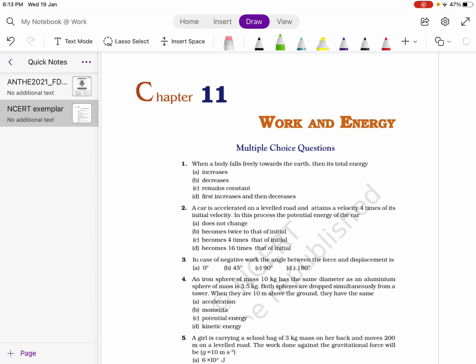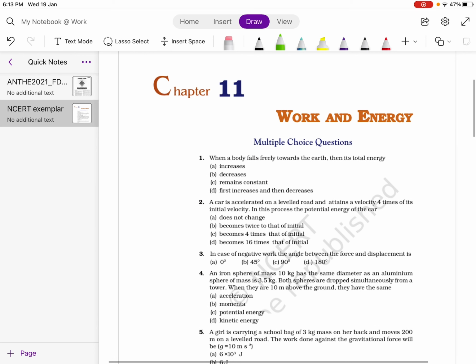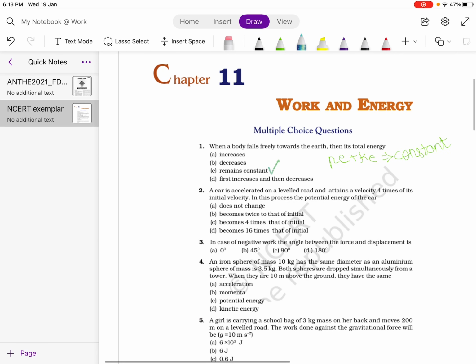When a body falls freely towards Earth, then its total energy dash. So actually, we know the total energy is equal to potential energy plus kinetic energy, which is always constant regardless of whether it's increasing or decreasing, since the potential and kinetic energy are inversely proportional. So whenever one decreases the other increases, so it remains constant. So the answer will be option C, remains constant.